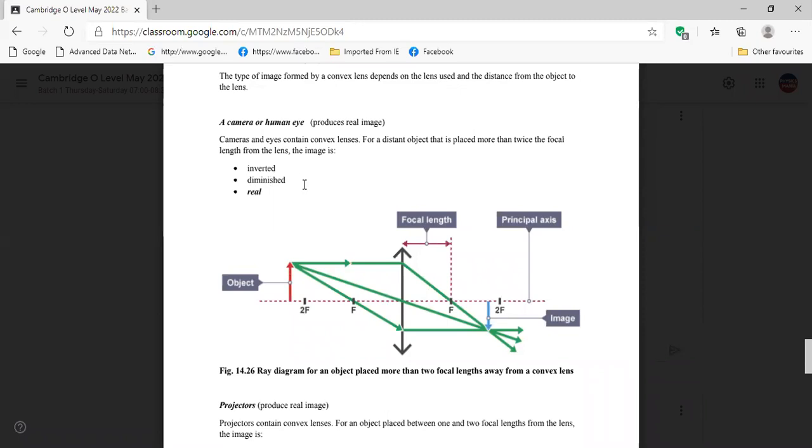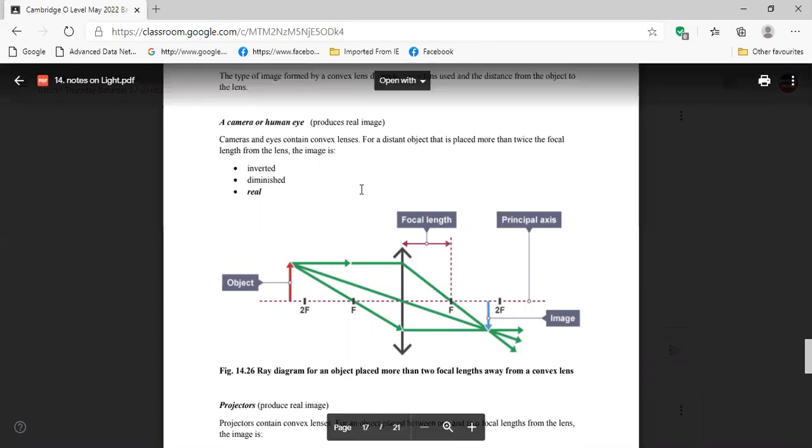Yes, sir. Diminished means smaller than the object size. Is it clear? Yes, sir or no, sir? Mahi? Yes, sir. Okay. Look, we have here real image.